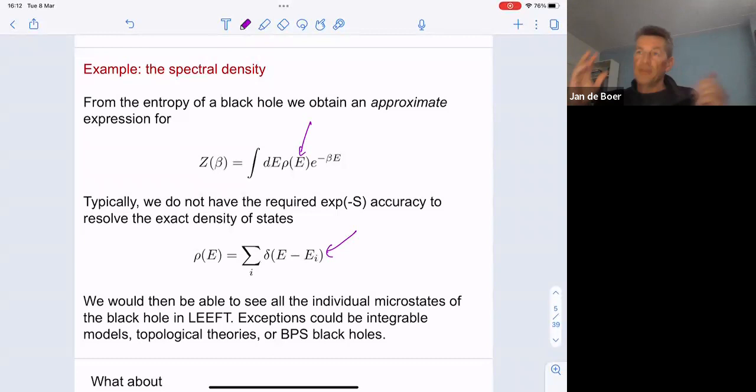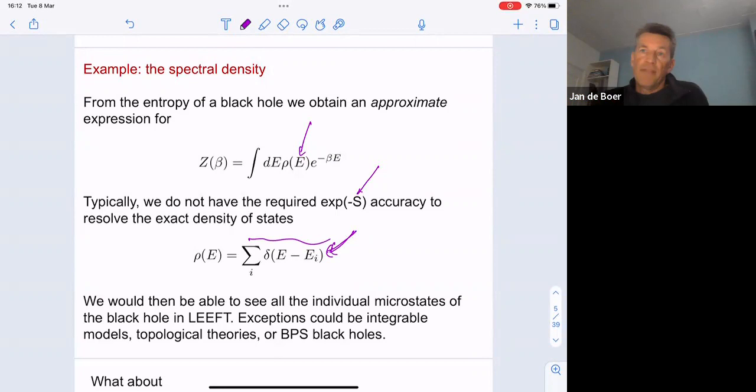Rather, what you get if you compute a partition function of a black hole and do an inverse Laplace transform in order to extract the spectral density, is a smooth function of the energy and not a sum of delta functions. If one really wanted to get the sum of delta functions, one would need to have an exponential accuracy in computing the black hole entropy. And that's not the type of accuracy that is available to you if you're just doing semi-classical gravity. So although we get some high energy information from computing the entropy of a black hole, we don't get exact UV information. We get some smeared version, a coarse-grained version of the sum of delta functions.